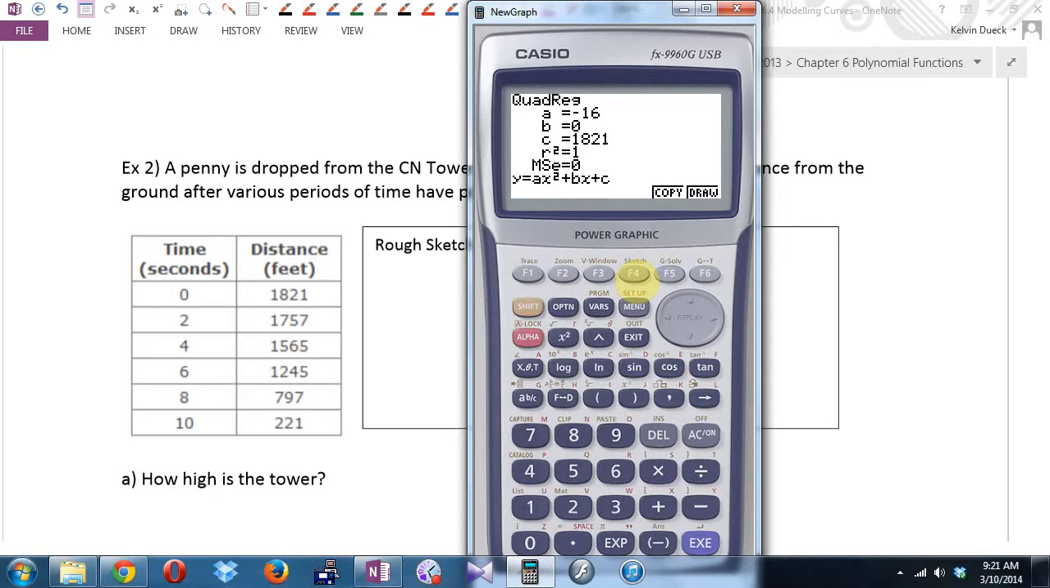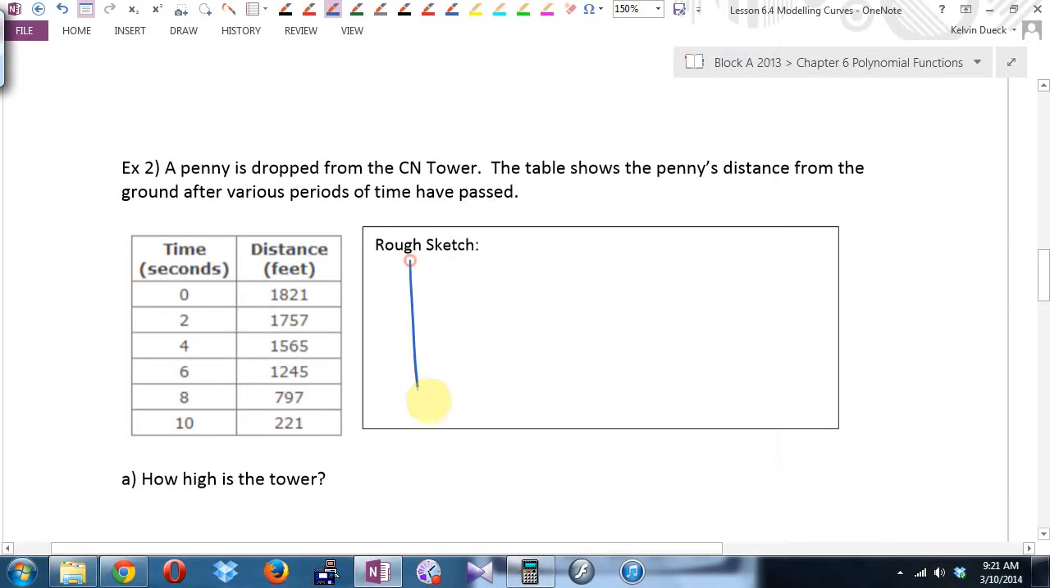Oh, and looks like rough sketch. I forgot to do rough sketch. What was the rough sketch, Mr. Dueck? It was like that. Rough sketch. Boom, boom, boom, boom, boom, boom. Kind of like that. 1, 2, 3, 4, 5, 6. Kind of like that. There's my rough sketch.